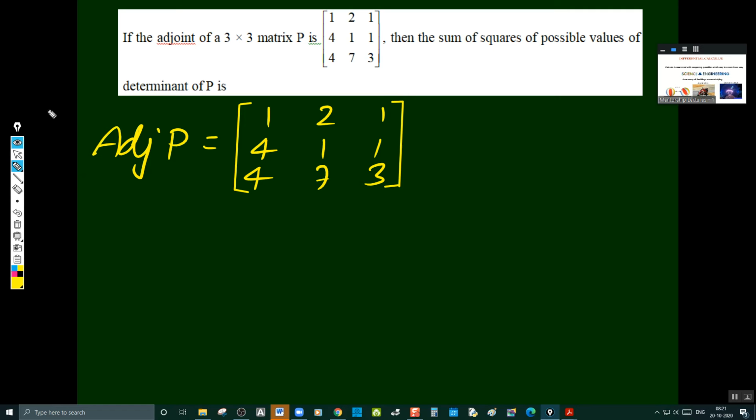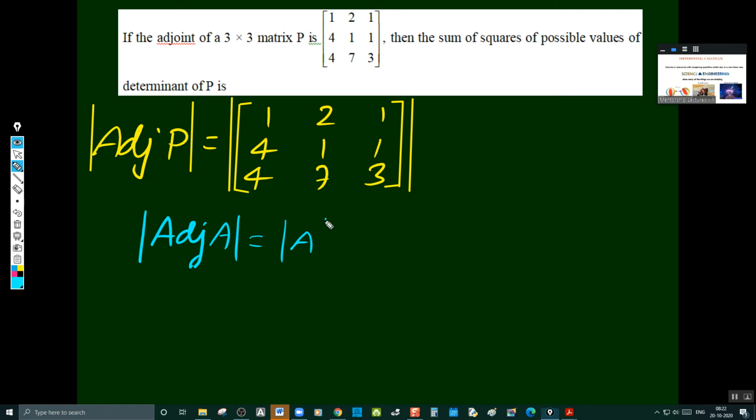Now let us take det on both sides. Det of adjoint P is equal to det of this matrix. Anyone please? Do you remember? The most frequently used formula is: det of adjoint A is equal to det A power n minus 1.